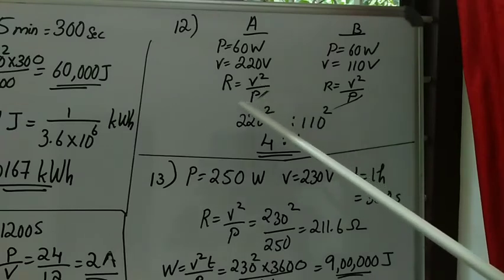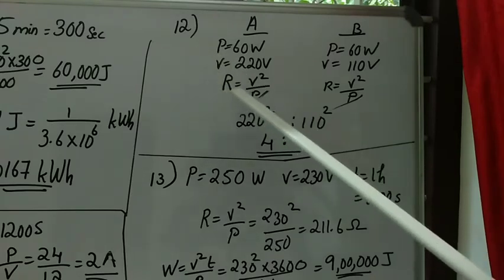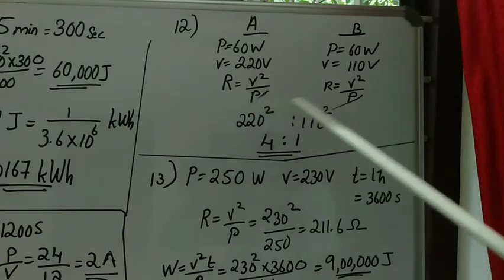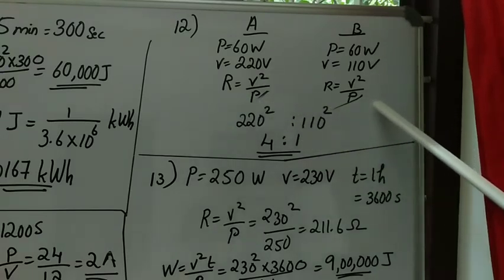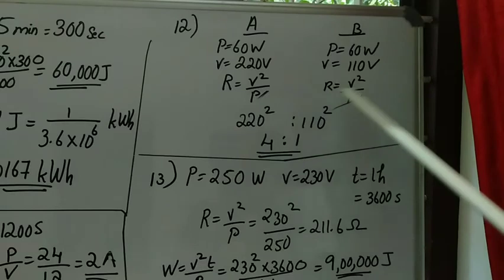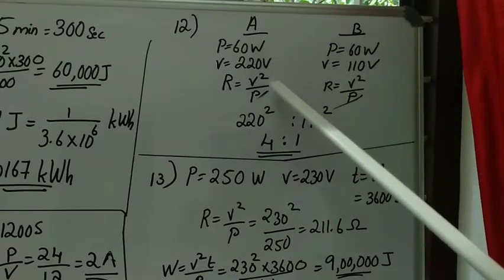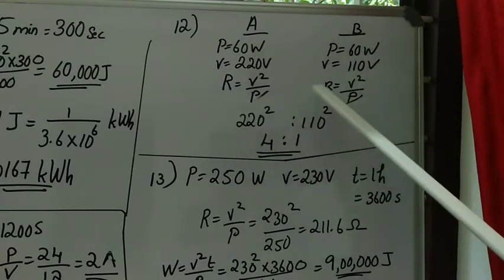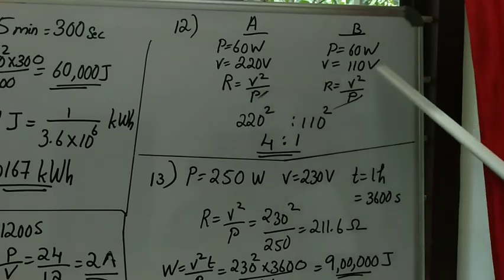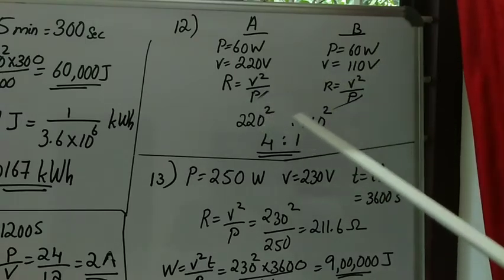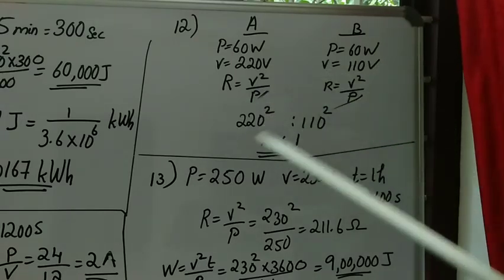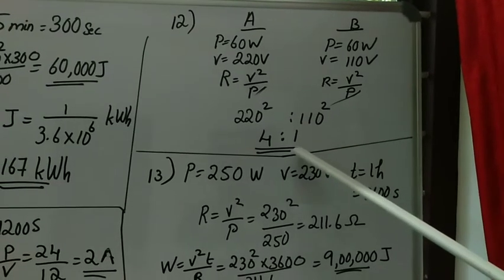So the formula relating resistance, voltage and power is R is equal to V square by P. Here also R is equal to V square by P. And here power is the same, 60 watt, 60 watt. So here itself we can cancel. So remaining is V square is to V square, 220 square is to 110 square. When we reduce it to the lowest form, we will get the answer 4:1.